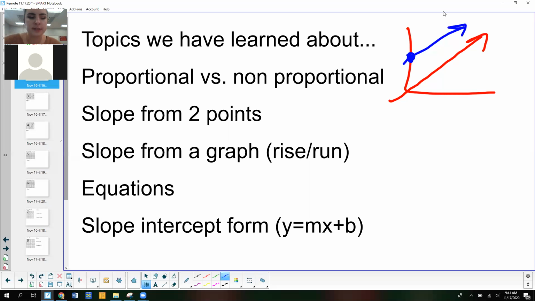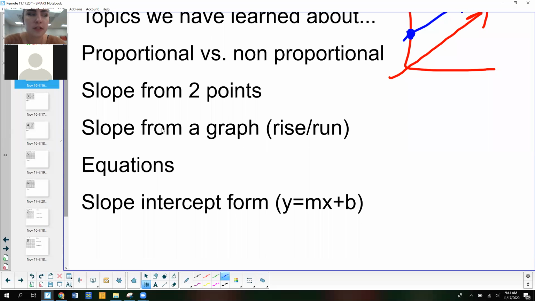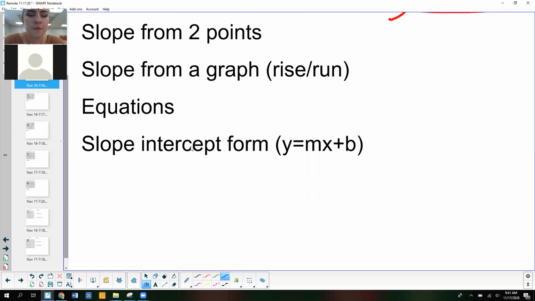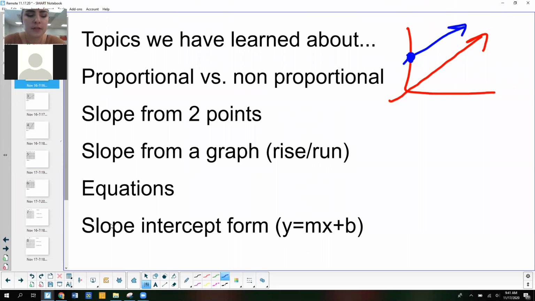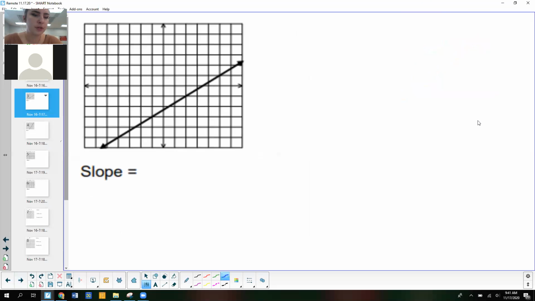So slope from 2 points, that's what we just did a minute ago. We have 2 points, we're finding the slope. We've talked about slope types as well. Slope from a graph, rise over run. We've talked about equations and slope intercept form. So we're gonna talk about all of these a little bit more today. So we're gonna start with this one.